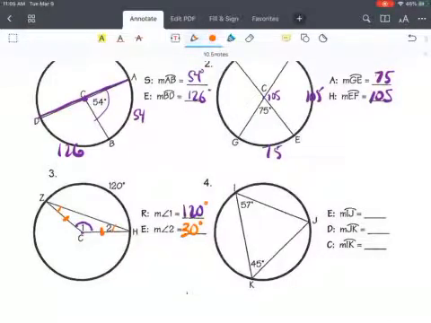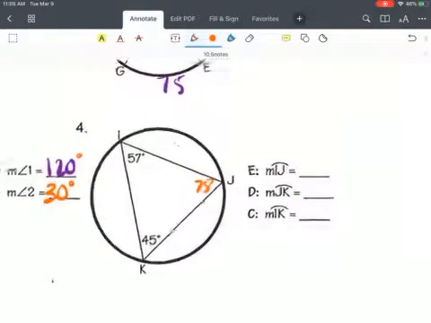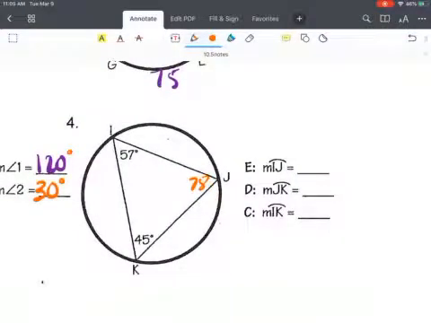For number 4, we have some inscribed angles. First off, I have a triangle, so I can find the missing angle in the triangle, which is 78, by subtracting them all from 180. When I look at 57 degrees, it corresponds to arc JK, because that's where the two segments, the chords, intercept the circle. Twice 57 would give me the arc JK. So 57 times 2 gives me 114.